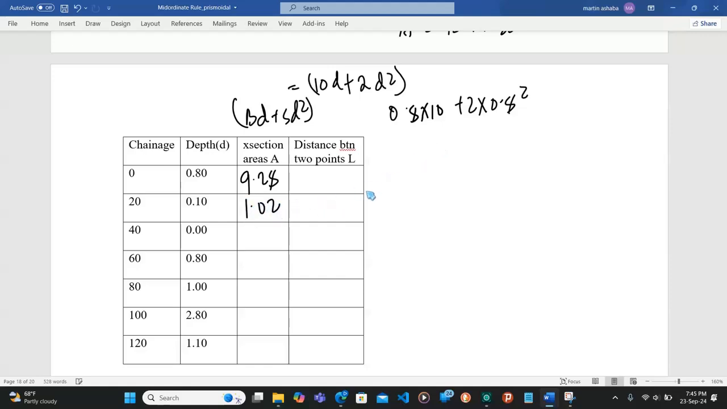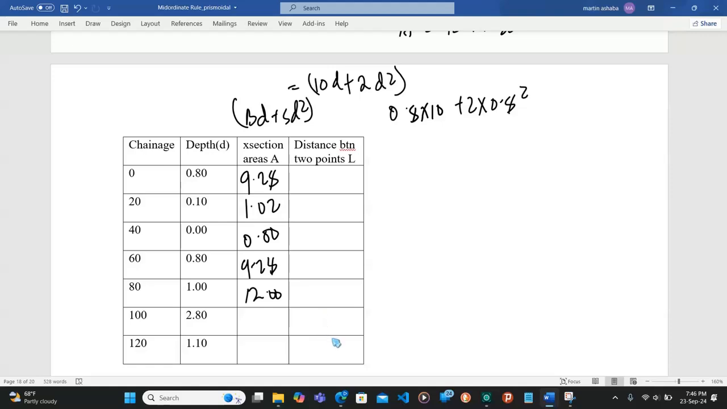When we substitute in 0, the area also becomes 0.00. When you substitute in 0.8, what do we get? We also get 9.28. But remember, the other areas are negatives. But let's proceed. So we put in 1. So at 1, we are going to get 12.00.